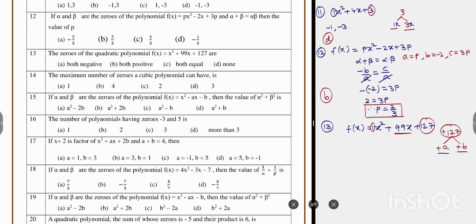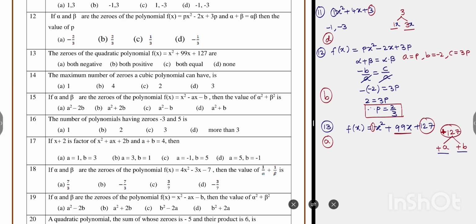So which option is correct? Option A is correct. Suppose this product is negative, if this 127 is minus 127, then what happens? One will be positive, one will be negative. But here the product is positive and the middle term is also positive, so the factors are positive. Since the factors are positive, both the zeros are negative. Like that you have to analyze.